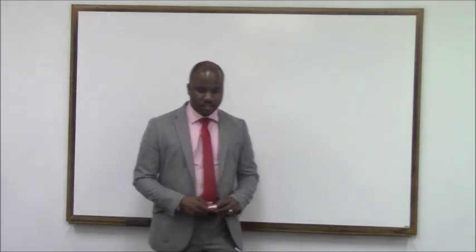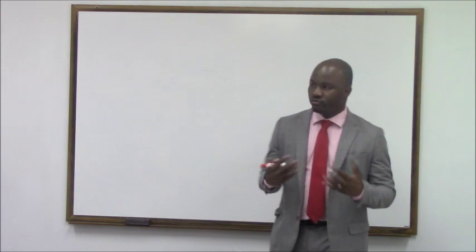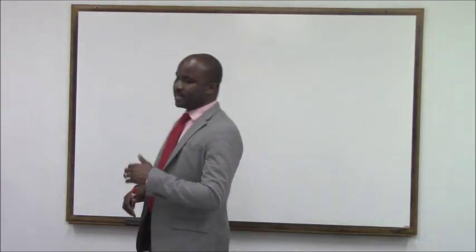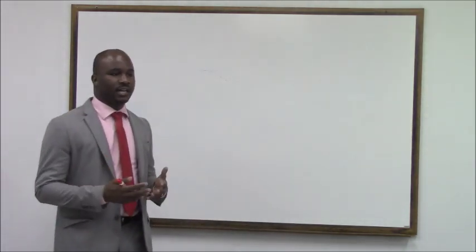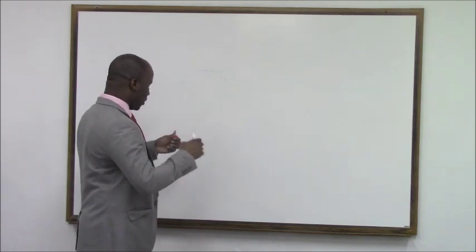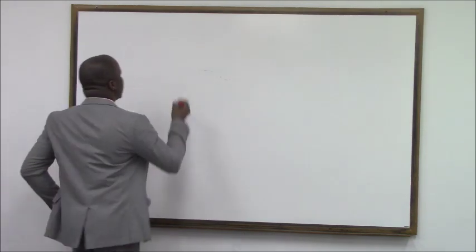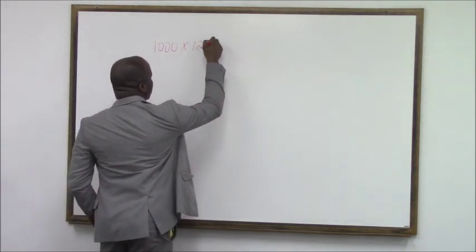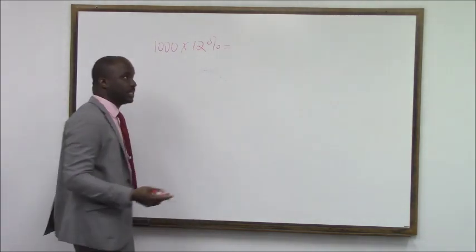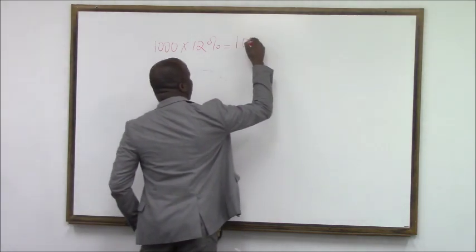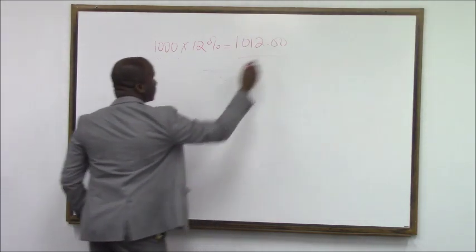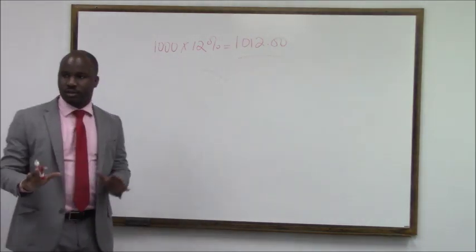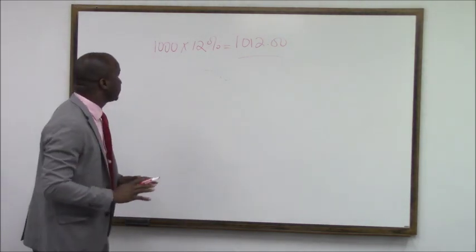But let's just continue with our rates. So we understand that when something has a face value or nominal rate, you get what you get. So if you have $1,000 and the bank says they're paying you 12%, you're actually gonna get your $1,012. That's pretty straightforward.